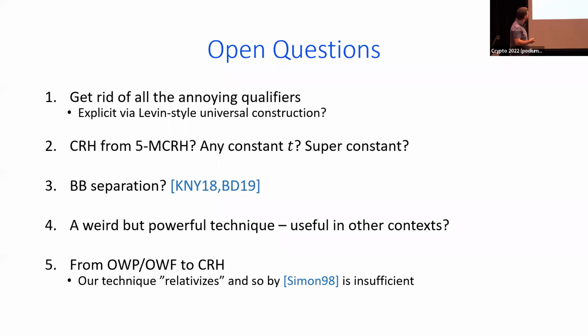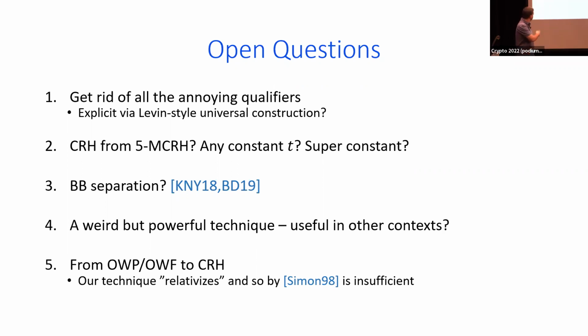Another thing that's interesting is whether these non-black box techniques are inherent. There was a result by Komogotsky and Or and Yogev that sort of showed this, but a gap was found by Bitansky and Degwaker. So currently, we don't know a black box separation. It would be nice to understand the picture of whether non-black box techniques are necessary.